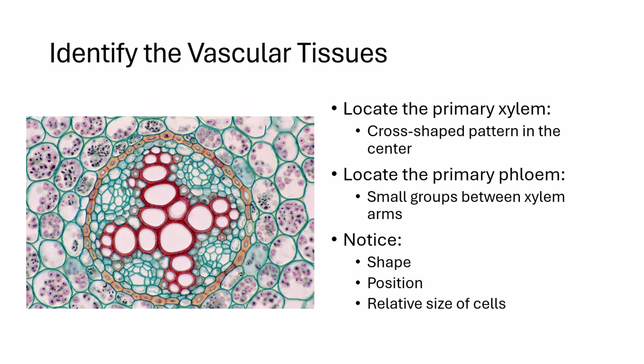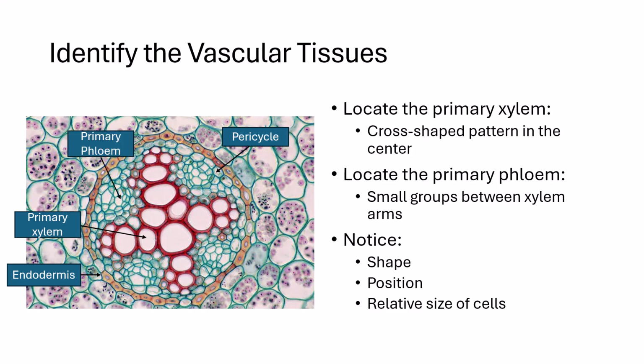Now that you're oriented to the outer layers of the root, shift your attention to the center of the cross-section image. Just inside the endodermis, you should see the pericycle. This is a thin layer of cells that surrounds the vascular tissues and is especially important because it's where lateral roots originate. Locate the primary xylem. In a Eudicot root, this tissue is arranged in a very distinctive cross-shaped or plus-sign pattern right in the center of the root. That shape is one of your biggest clues that you're looking at a Eudicot root rather than a monocot root.